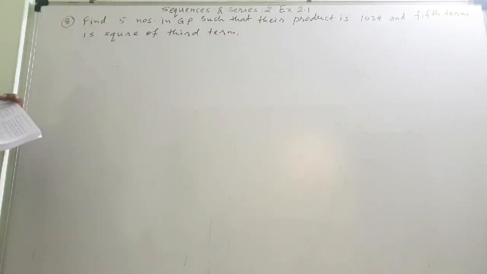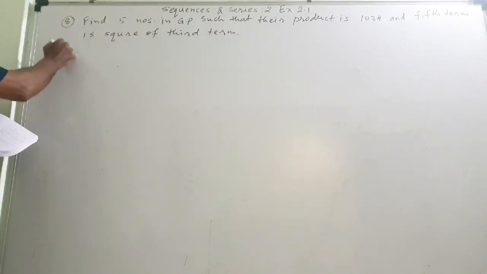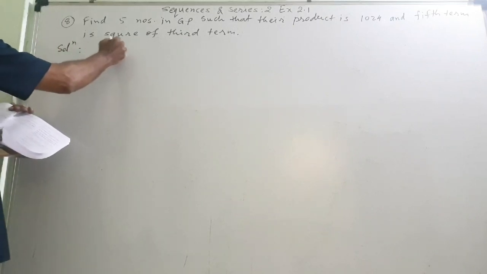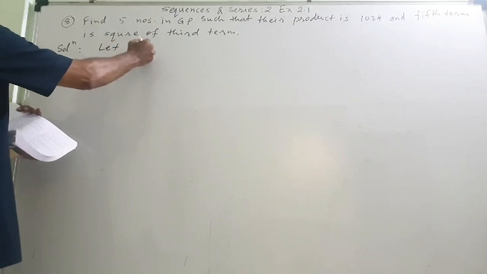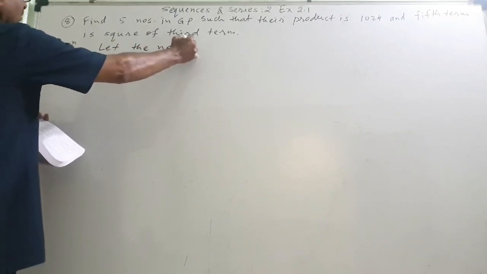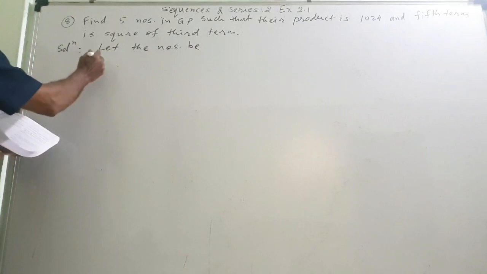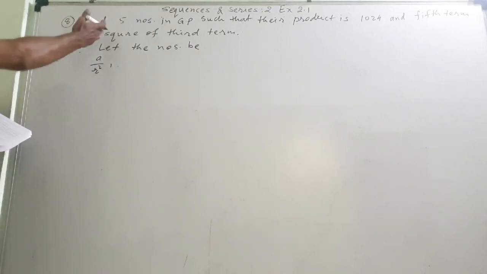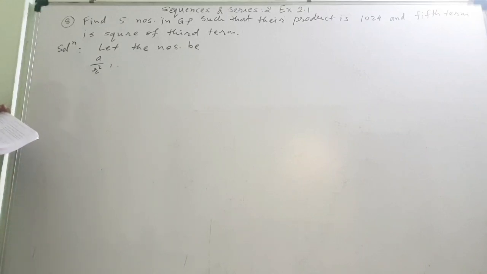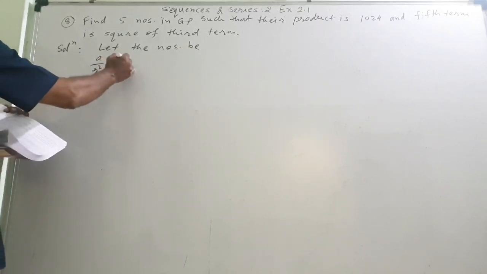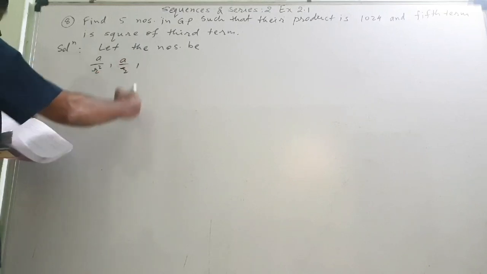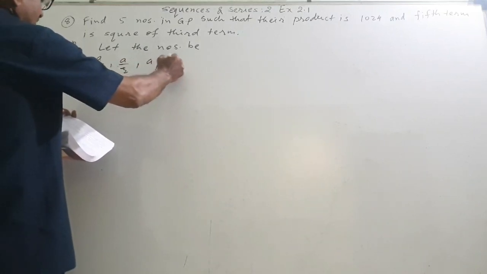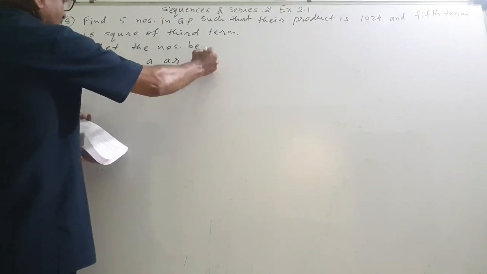So what are these numbers? Solution. Let the numbers be. What are those? A upon R square. Ratio, what I have to take? This is odd, means ratio I have to take R. A upon R, then A, then AR, then AR square.